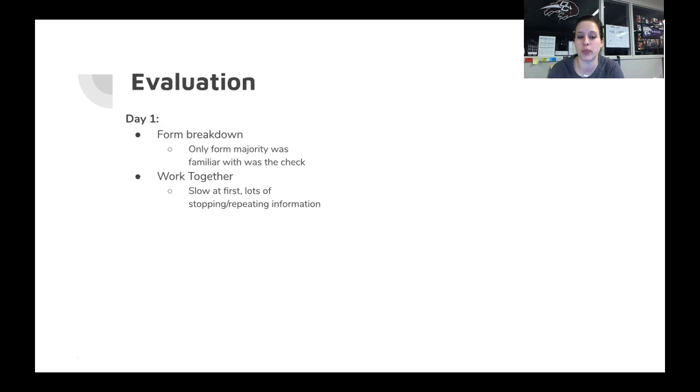On day 1, the form breakdown went well. The only form that many were familiar with was a check, and most said, well, my mom has me bring a check for my student funds or for my lunch bill or whatever. So they've seen the check. They've never actually written one, with the exception of the 2 kids that have a checking account. For the work together, it was slow going at first, just going transaction by transaction, but as time went on, we were able to pick up the pace a little bit, and students were able to manage flipping back and forth between their transactions to their checking accounts or to their blank checks or deposit slips quicker. So we were able to get through everything we needed to get through.